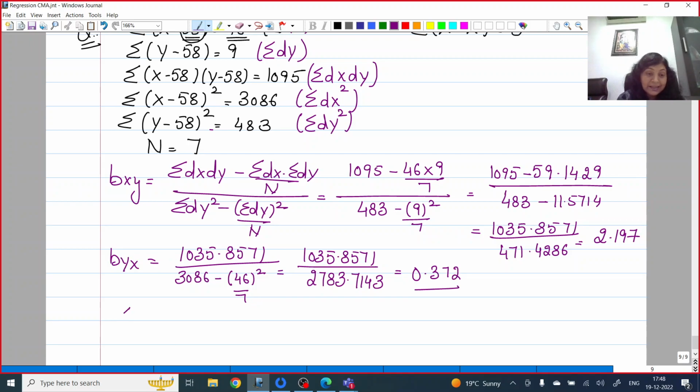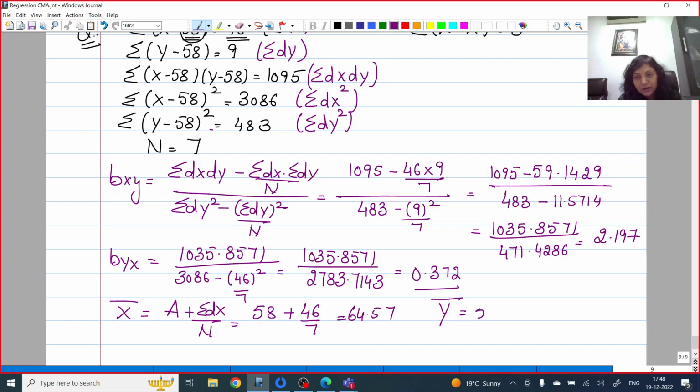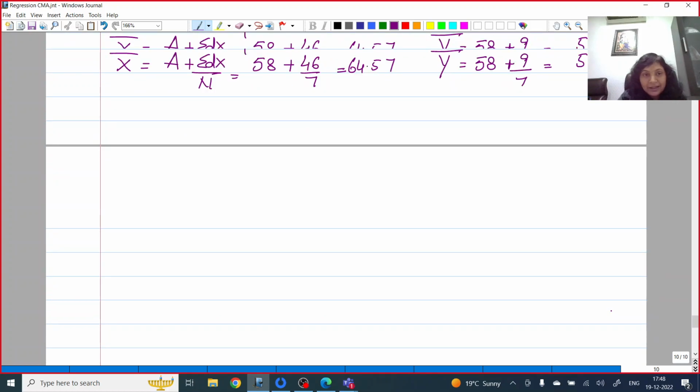Now the next step is to find the mean. So here it is a plus summation dx upon n. So assume the mean of the x series is 58 plus summation dx, which is 46, upon 7. So 46 divided by 7 plus 58. So the answer is 64.57. Similarly for the y mean, assume mean again is 58 plus 9 upon 7. So 9 divided by 7, and if we add 58, this becomes 59.29.